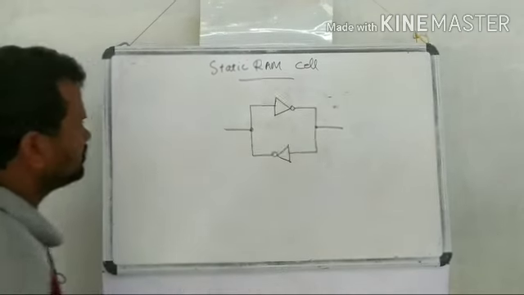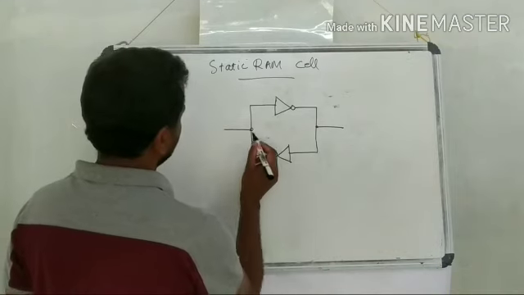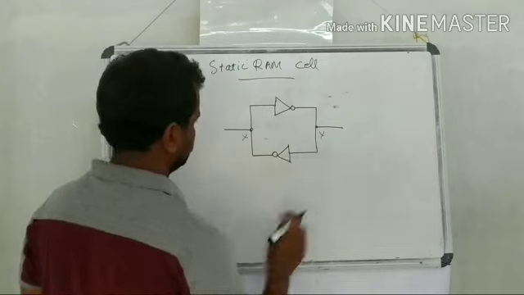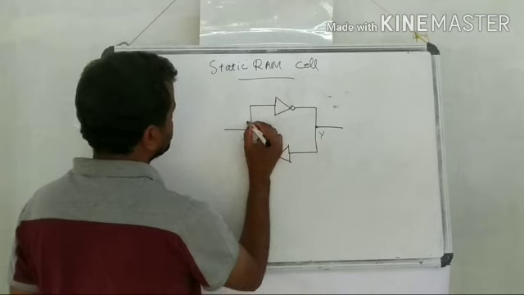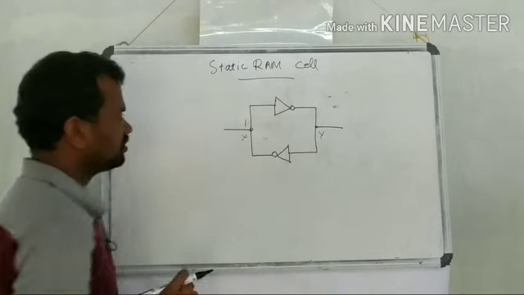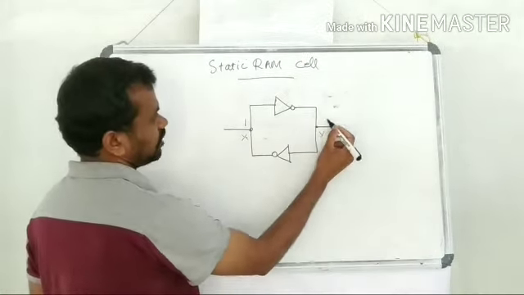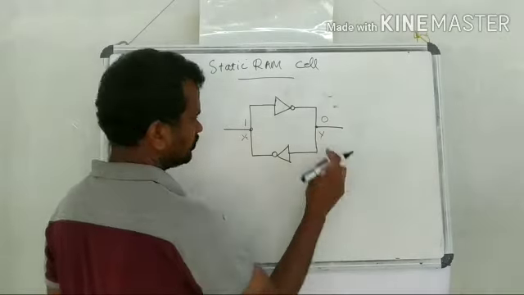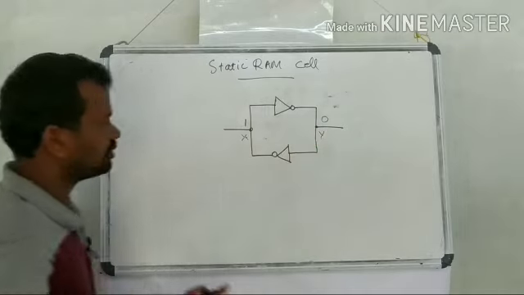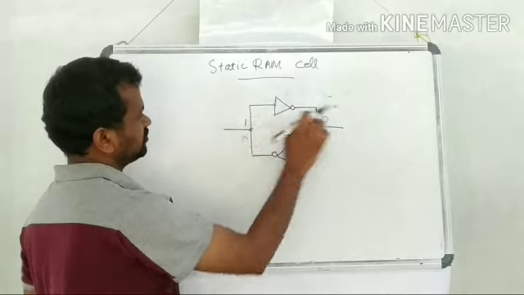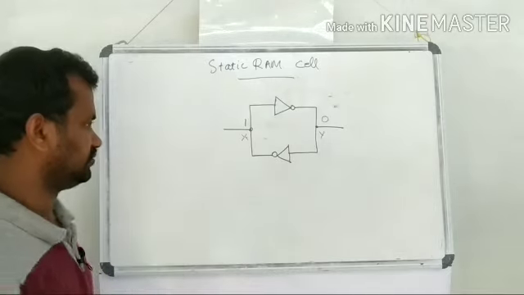First, we can consider how the value will be stored in this latch. Assume this is X and this is Y. If the state of the cell is 1, that means the X value is 1. Then what will be the value at this point? This will become 0. Because this is 0, this will become 1 again, then 0. This will stabilize into 1 and 0. That means the state of the cell is now 1. We are considering the value at point X.